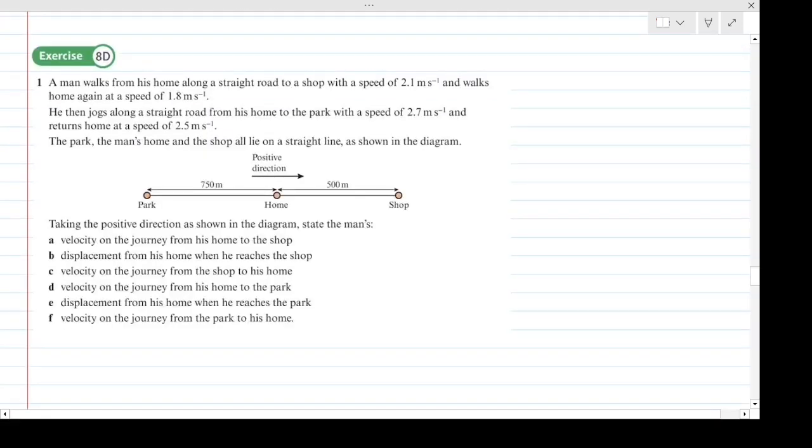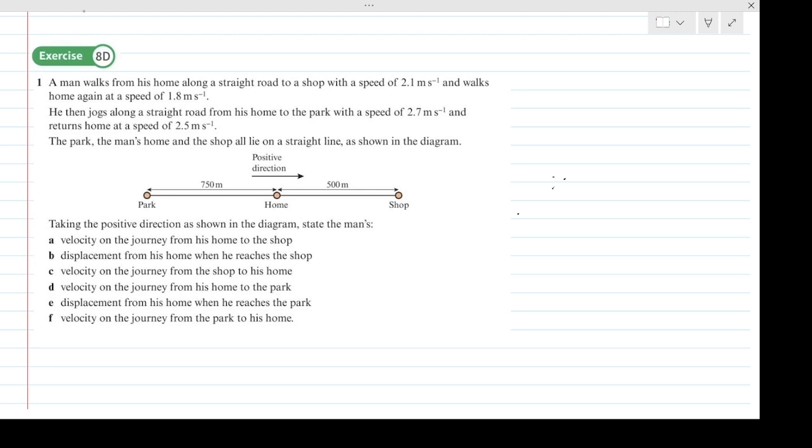Okay, so we're going to look at some exercise questions to practice a bit further what we've done. Again, we've got some stuff to do with velocity and displacement here. We're told a man walks from his home along a straight road to a shop with speed 2.1 meters per second and walks home again at speed 1.8. We're given a diagram here. This is home. Again, I'm told that forwards is the positive direction. In other words, walking towards the shop at the end here is positive.